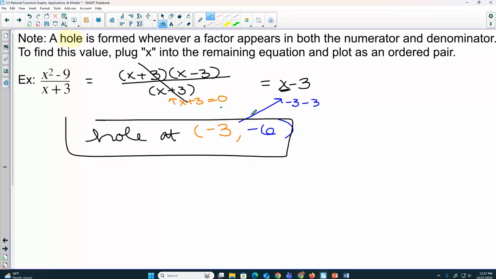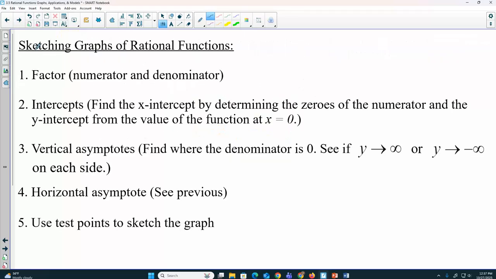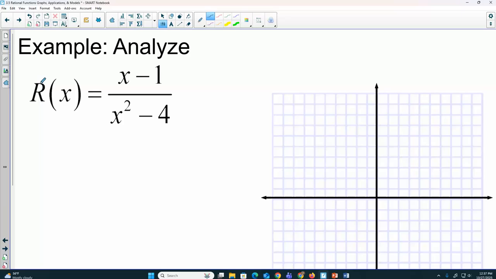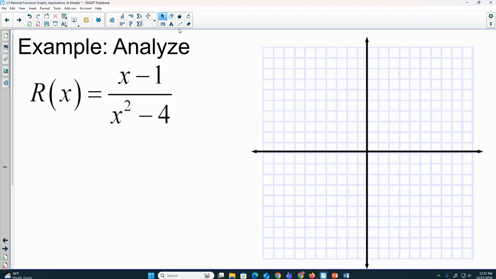So on the handout I gave you at the top, it has all the steps that we need to go through. First thing, we will factor. That way we can see if anything cancels out and if that creates a hole in our graph. Then we can find our intercepts, x and y intercepts for our graph. We'll identify our vertical asymptotes, horizontal asymptotes, and then sketch our graph from there. So let's just start with a problem. First step is factor.